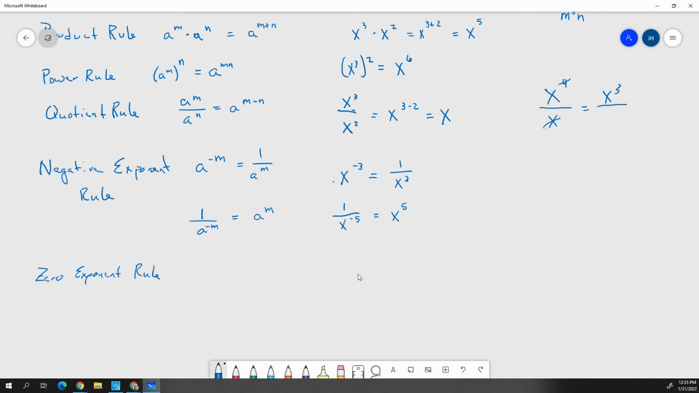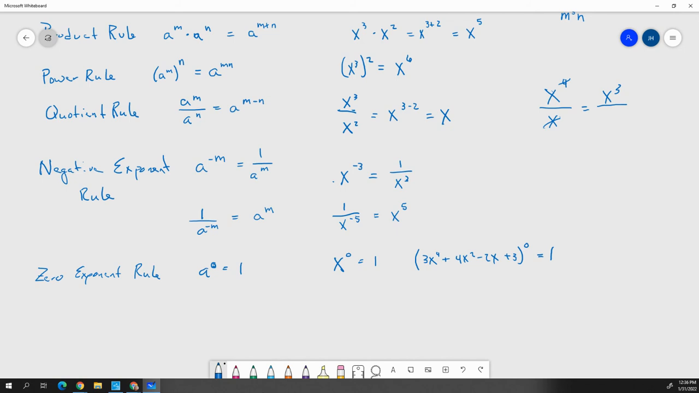The zero exponent rule says that a to the 0 power equals 1. Anything we raise to the power of 0 equals 1. So if I have x to the 0 power, I have 1. But also if I have 3x to the 4th plus 4x squared minus 2x plus 3, and I raise that whole thing to the 0 power, the whole thing equals 1.